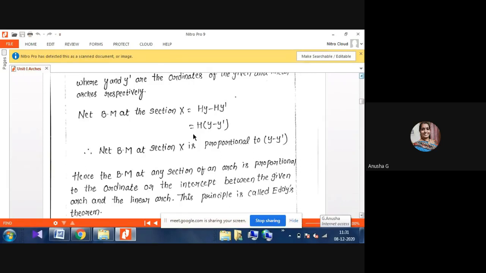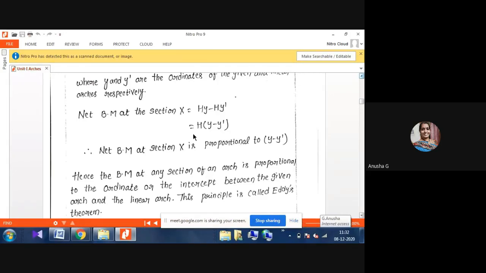For that section, for that arch, we are again drawing one linear arch. For these two arches, we are taking A, B, C, D, and in the linear arch, we are taking P, Q, R, S. In the normal arch, we are considering at a section of X, the distance is Y. In the linear arch, at a section of X, the distance will be Y dash. But the horizontal reaction H is the same for both the given and the linear arch.